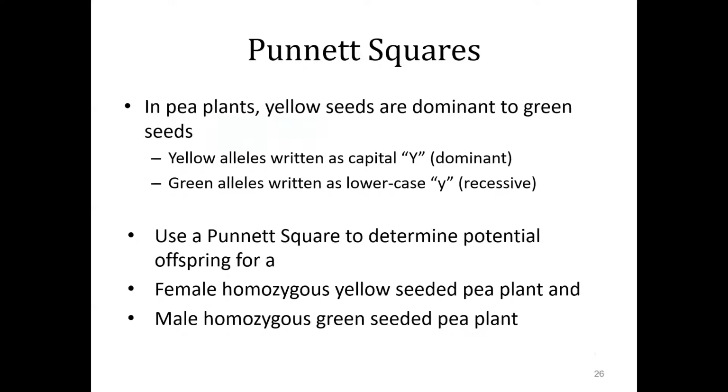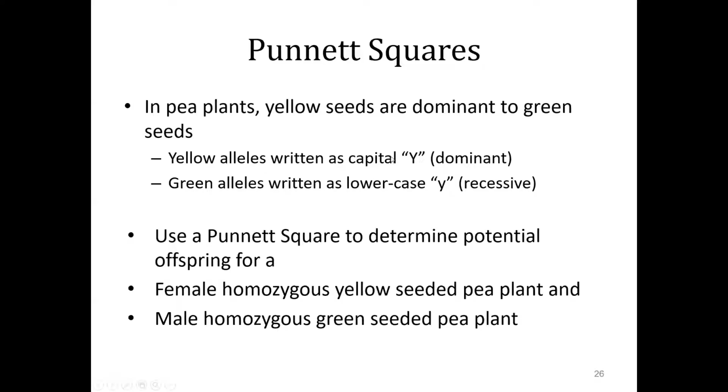In this example in the PowerPoint, we're talking about how in pea plants yellow seeds are dominant to green seeds, but they come in both forms. So there are yellow alleles and green alleles. Some pea plants will have yellow, some will have green. Now I tell you that the yellow seeds are dominant. So when we're writing our Punnett square, we would use the capital Y.